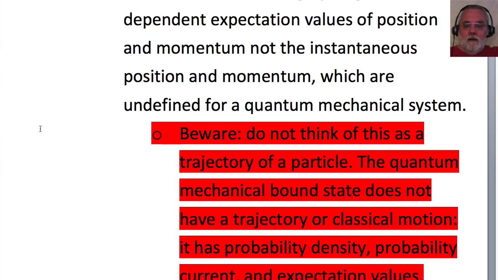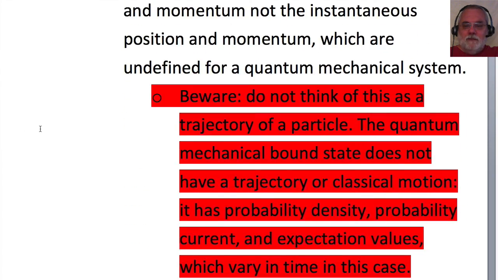So beware. Do not think of this as a trajectory of a particle. The quantum mechanical bound state does not have a trajectory or a classical motion. It has a probability density, probability current, expectation values, which in this case vary in time because it's a superposition state.